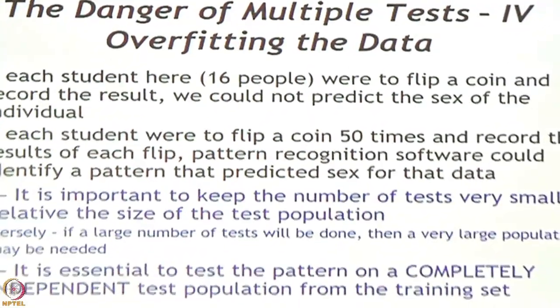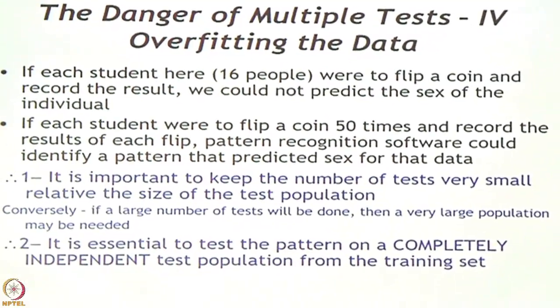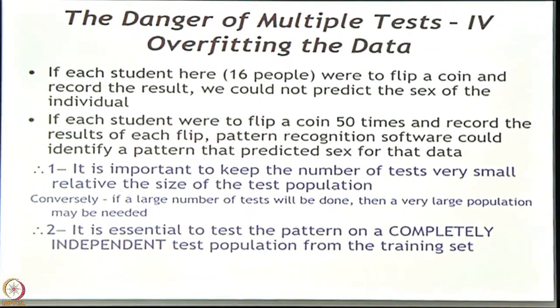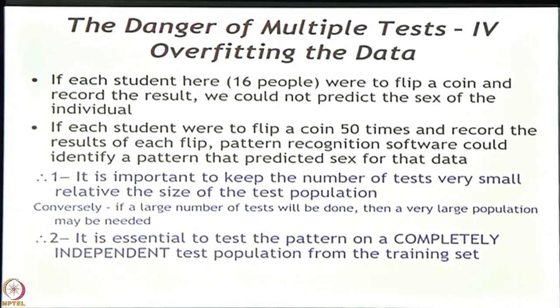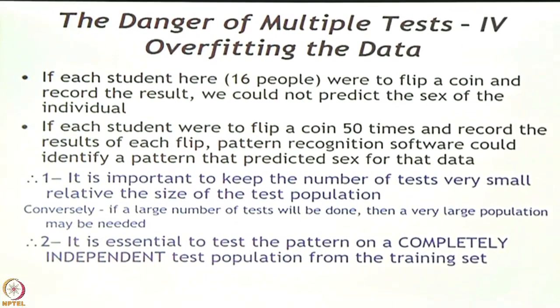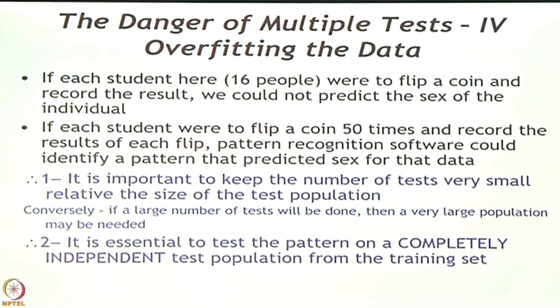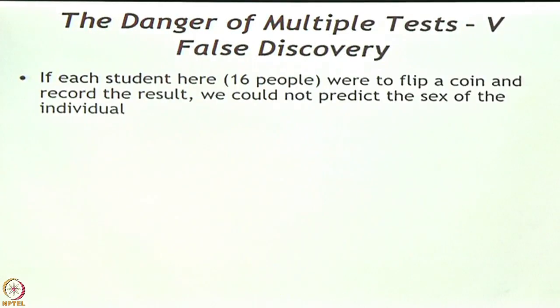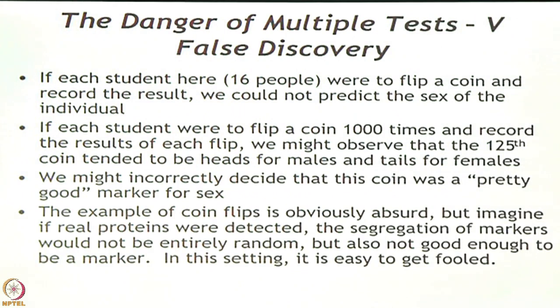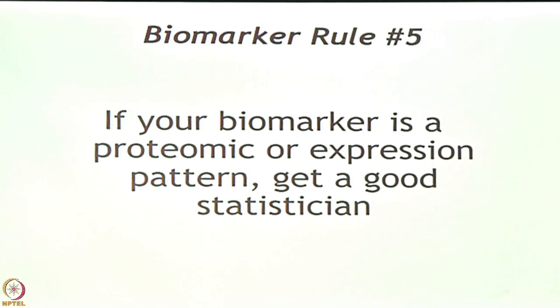You have to keep the number of the population small. This is especially a problem when the size of your population is small relative to the number of variables you're trying. If you have a study of 100 individuals, 50 cases and 50 controls, but you're testing 10,000 variables, you have this risk of what's called overfitting. And that's why you have to repeat the study in a completely different population. All right, so if your biomarker is a proteomic or expression pattern, the bottom line is get a good statistician.